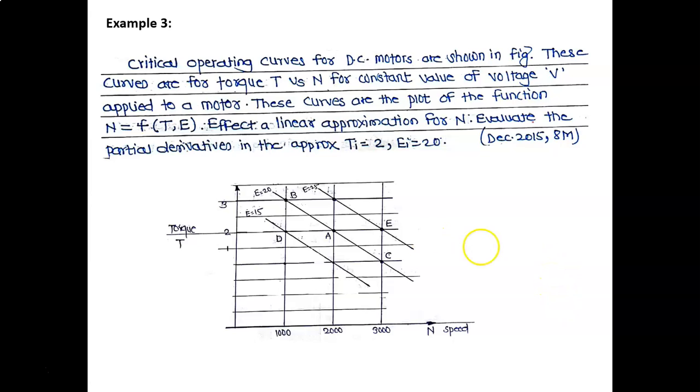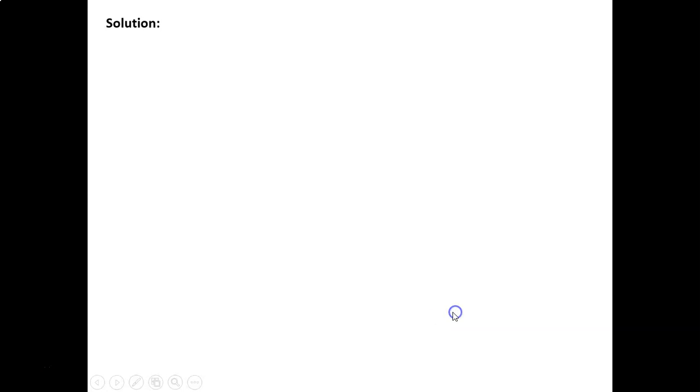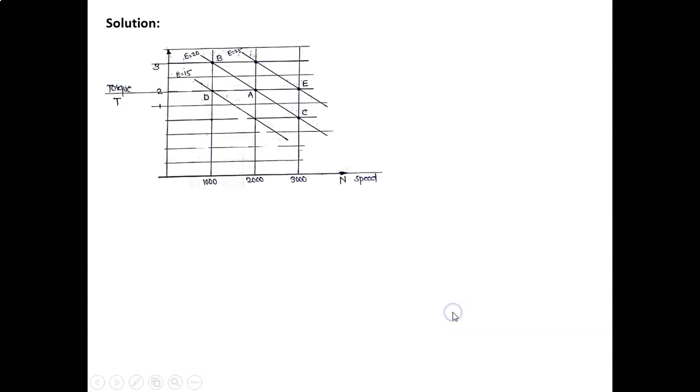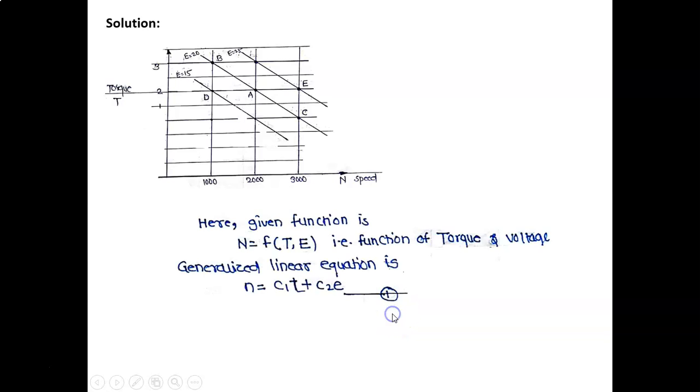Next, solution. Again, we have to draw the curve torque versus speed and their interaction is nothing but voltage. Here the given function is N is equal to a function of T and E, that is speed is a function of torque and voltage. Therefore, the generalized linear equation is small n is equal to C1 into small t plus C2 into small e, equation 1.